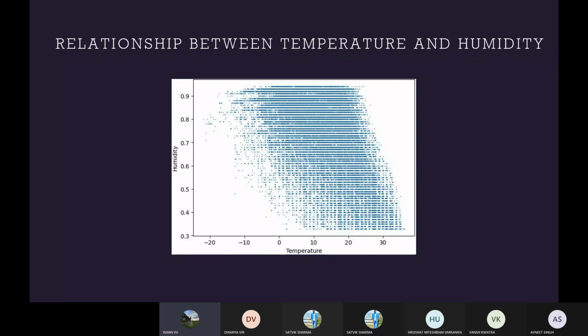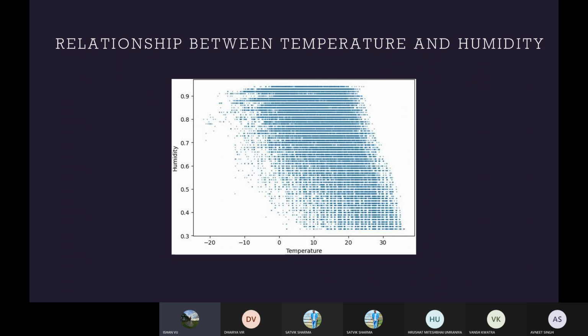Hi, I'm Ishan, and I'm going to investigate some of the important correlations that we found in our data set. Since pressure and temperature are not strongly correlated, we investigated the relationship between temperature and humidity to find its correlation. We plotted the temperature versus humidity graph, as can be seen on the screen. The Pearson coefficient was found to be minus 0.59.